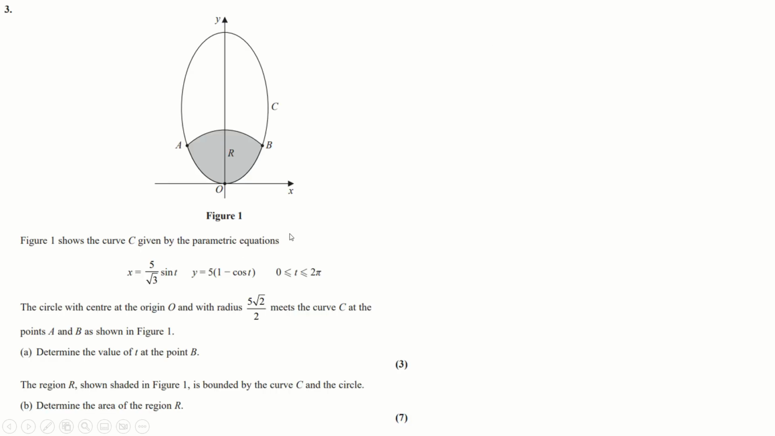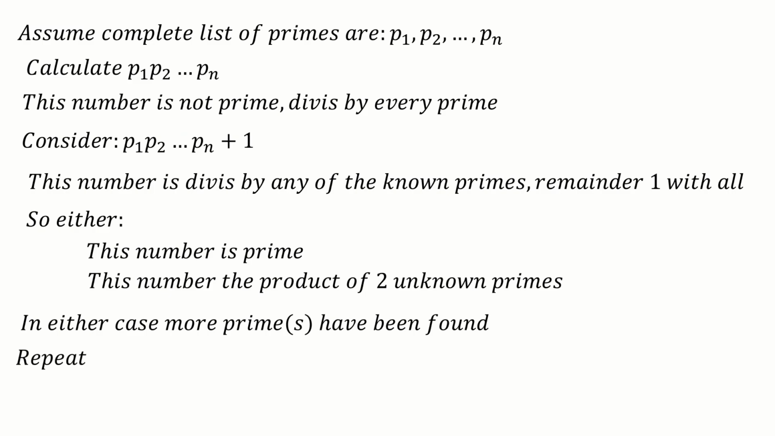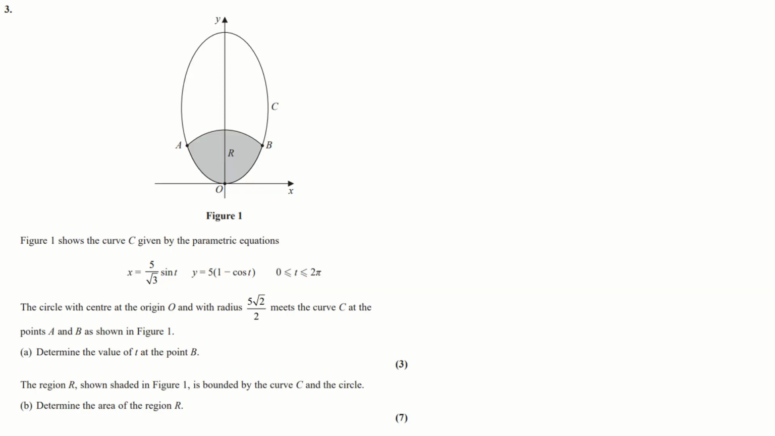So that's the contradiction, and you can just repeat that argument over and over again. Once you've found new primes, you can just multiply them all together and find more primes, and so on and so on. Well, actually, not really finding more primes necessarily, but you're at least deducing that there must be some.